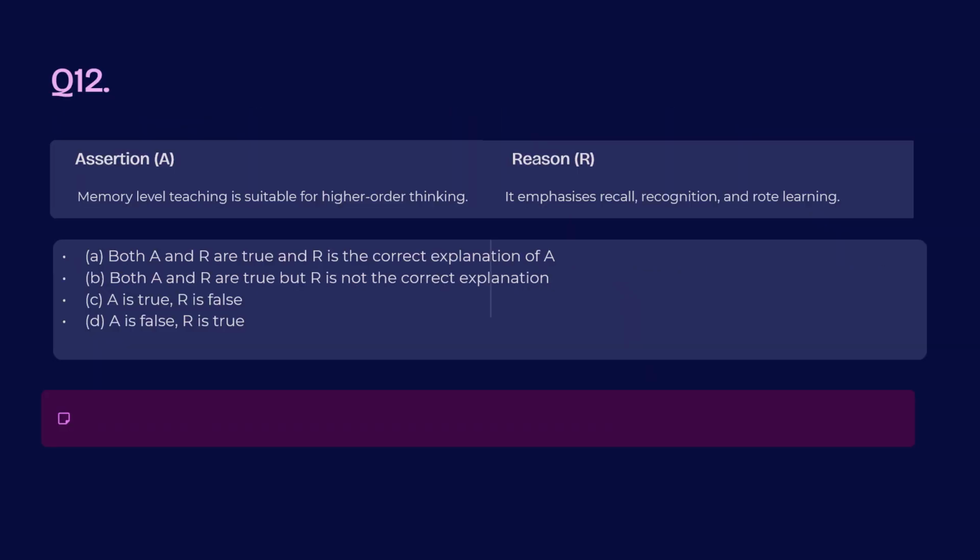Our question number 12. Assertion: memory level teaching is suitable for higher order thinking. Reason: it emphasizes recall, recognition, and rote learning. Here, the assertion is false because memory level teaching does not promote higher order thinking. The reason is true. Therefore, option D: assertion is false, reason is true.